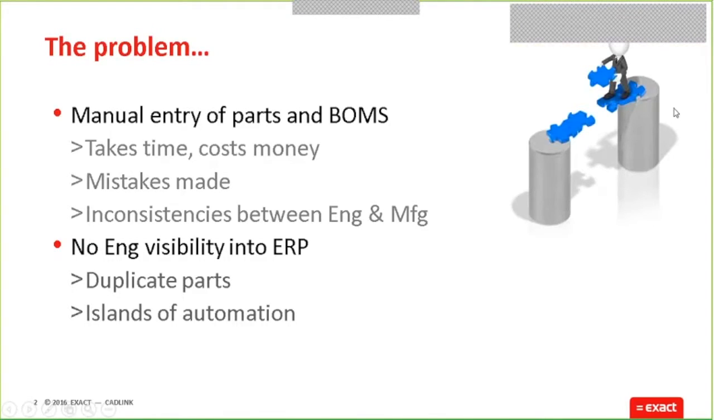The problem Max users often face between engineering and manufacturing is that if they're not integrated, you end up with manual data entry of parts and bills of material. The CAD files don't tie to your manufacturing and ERP database. And by having to re-enter this data manually, it also takes time, it costs money, and mistakes are made. That results in inconsistencies between engineering and manufacturing. Also, if engineering has no visibility into the ERP system, they might duplicate part numbers from item to item, and you end up with islands of automation that can be timely and expensive.